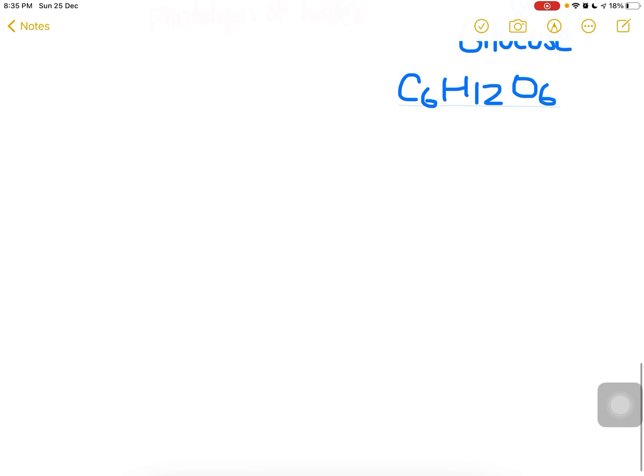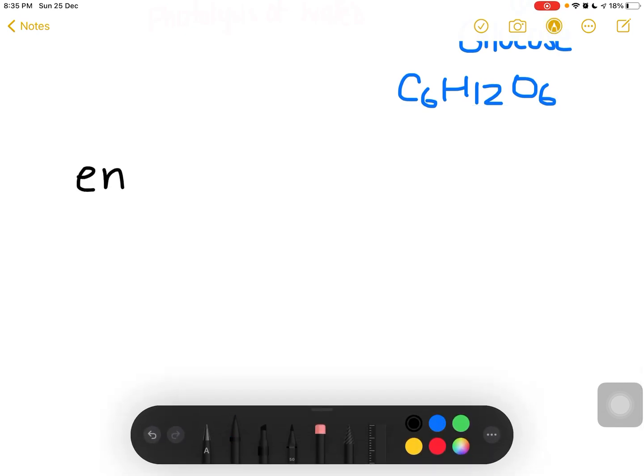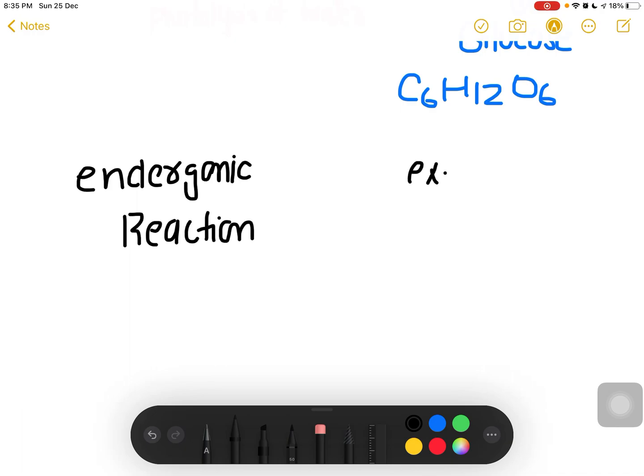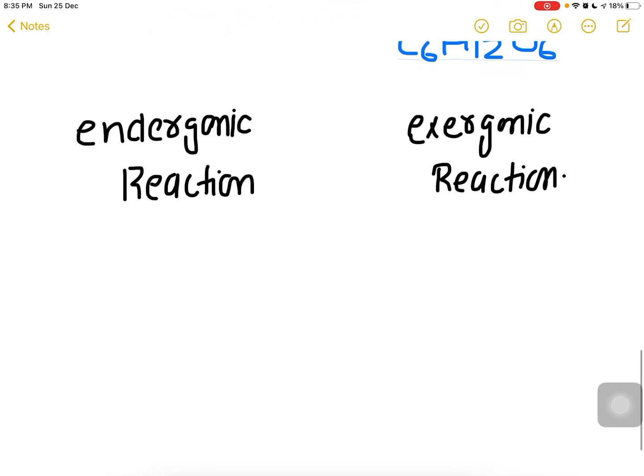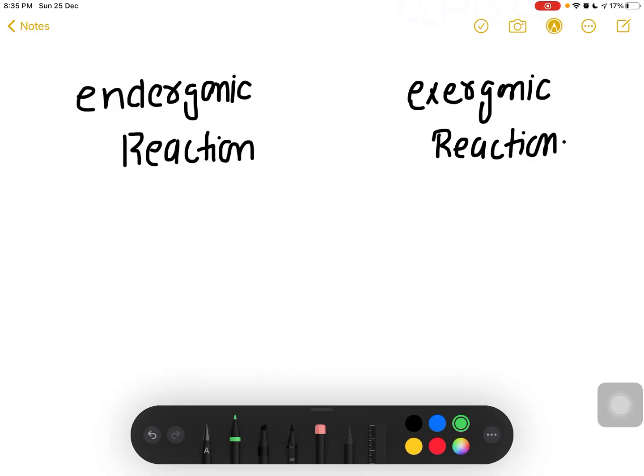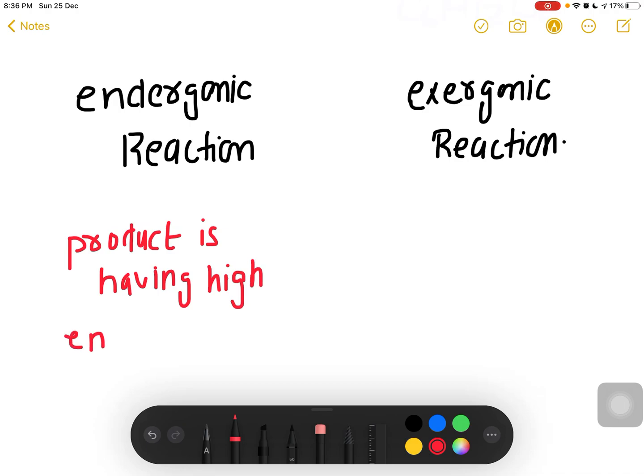Now we are having two types of reactions basically. Number one is known as endergonic reaction, and the other we are having is exergonic reaction. Now what does that mean basically? Endergonic reaction means in which the product is having high energy than the reactant.